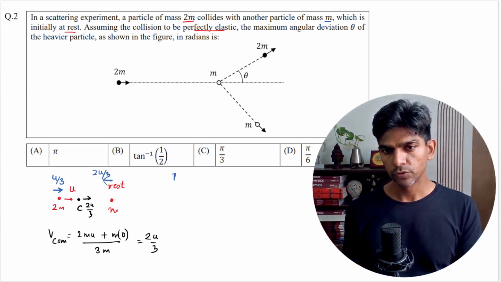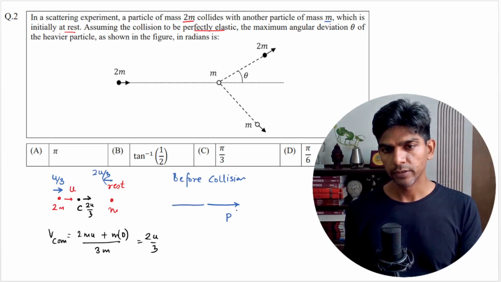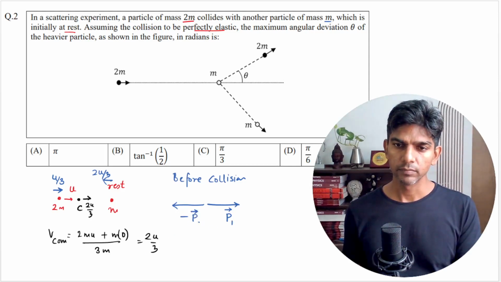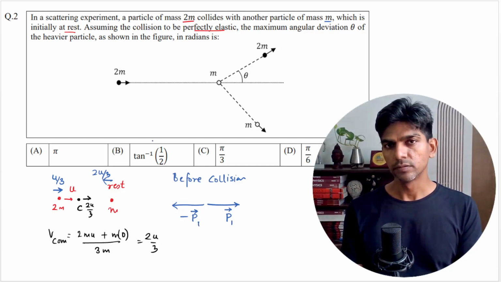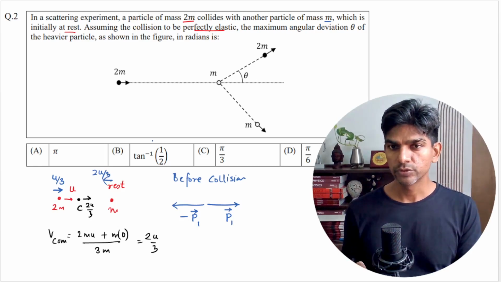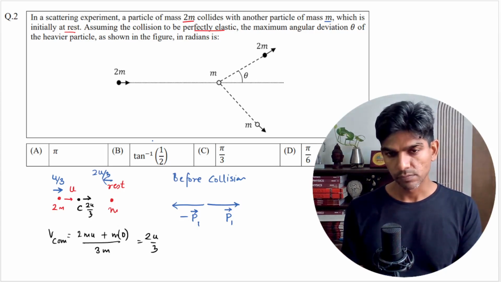So what we can say, before collision, this is the momentum of 2m, and the momentum of m will be the negative of this value, right? Let me call this p1, before collision. Now let us consider the case after collision. Even in this case, since we have an elastic collision, the momentum magnitude won't change, because the kinetic energy will remain the same, right? So the kinetic energy will not change.